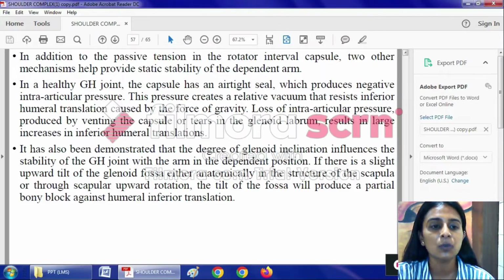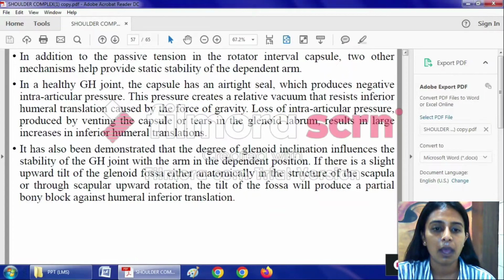It has also been demonstrated that the degree of glenoid inclination influences the stability of the GH joint. With the arm in the dependent position, there is a slight upward tilt of the glenoid fossa.